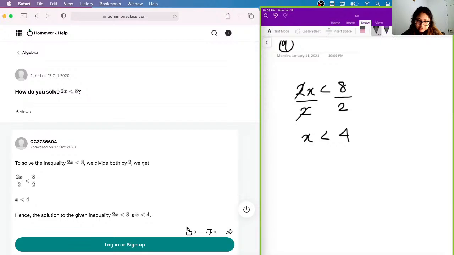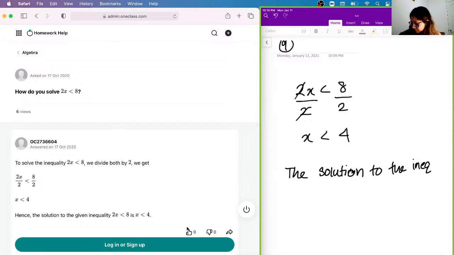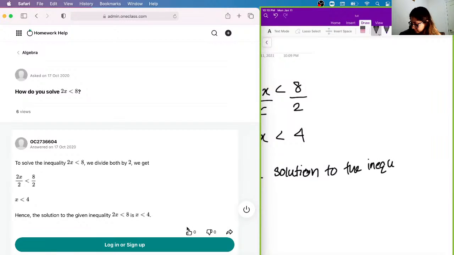And so hence the solution to the inequality is given to you.